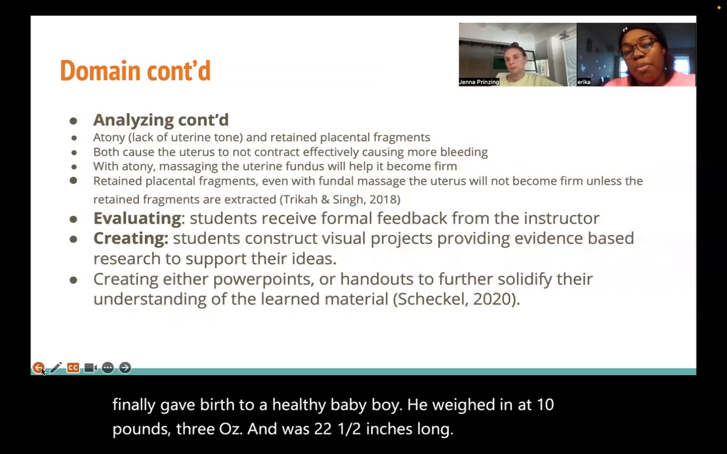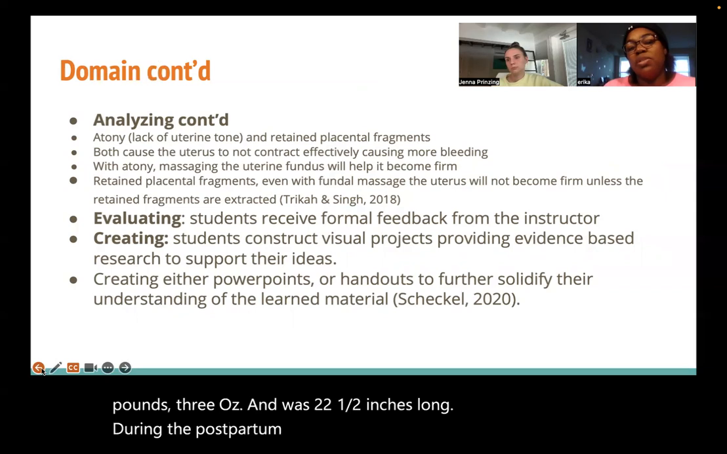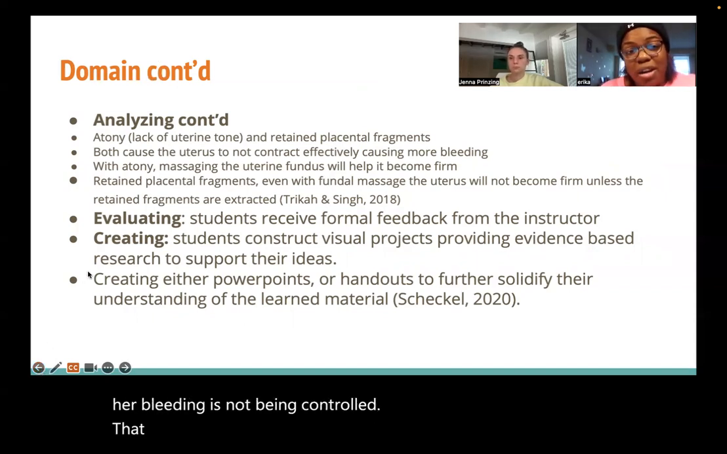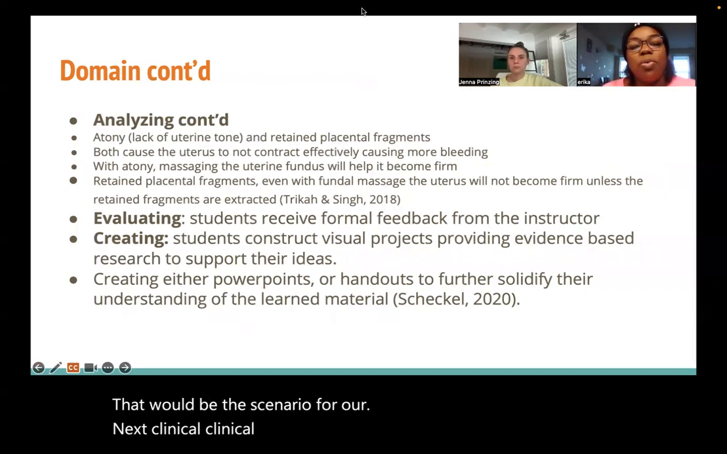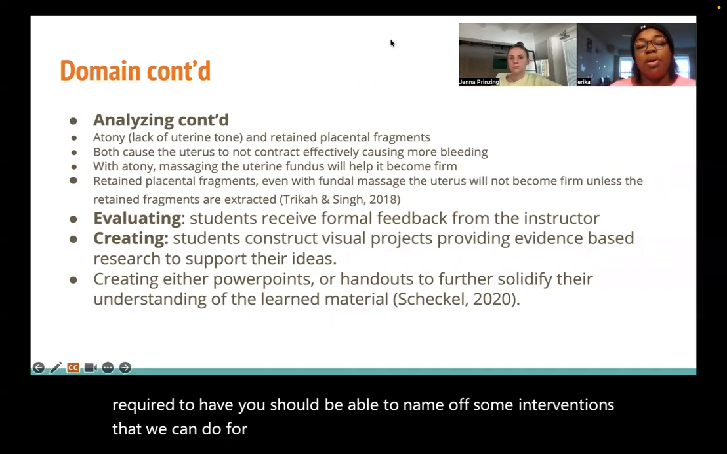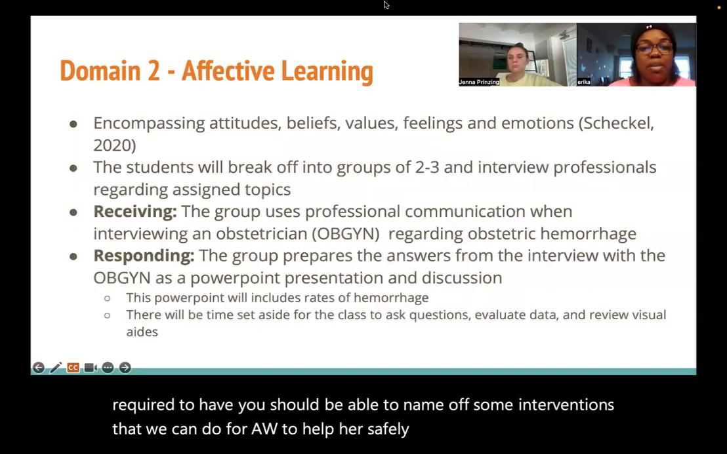During the postpartum period, the physician notices that her bleeding is not being controlled. That would be the scenario for our next clinical skills lab. So with the readings that you are required to have, you should be able to name off some interventions that we can do for AW to help her safely through her postpartum period.